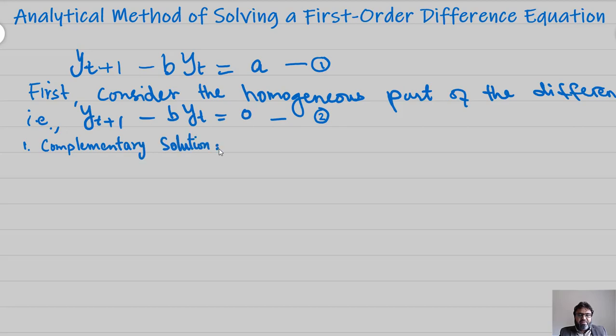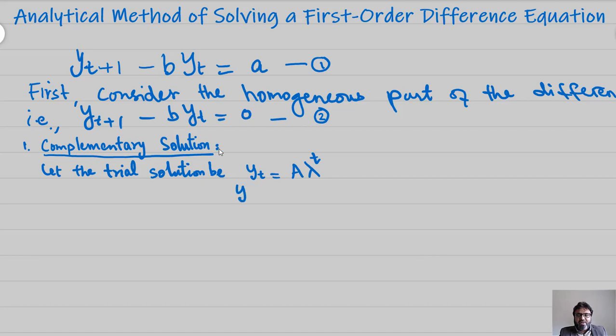So for the complementary solution, we have a trial solution given by y_t equals A lambda raised to the power t, and lambda is an unknown root of the characteristic equation, which we will derive soon. Since y_t equals A lambda to the power t, if we iterate it for one period, we get y_{t+1} as A lambda to the power t+1. And therefore, we can write this as lambda times y_t.